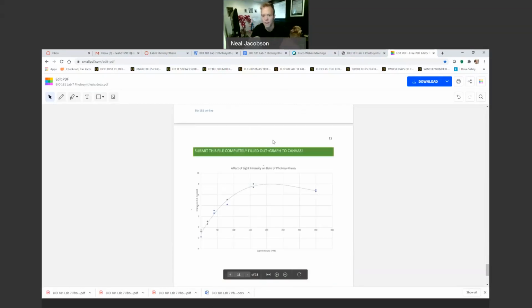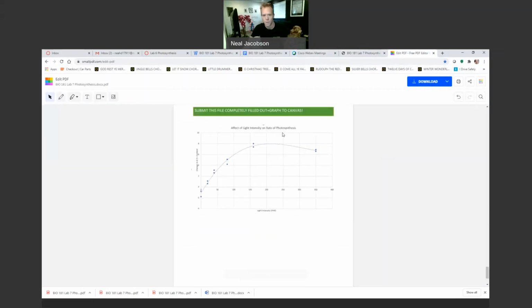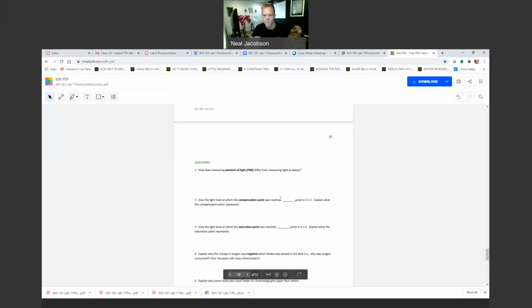The way we find that is we come down to our graph and look to see where the line crosses the 0. What we can see is, okay, we've got 50 here, so that's 25, and then there's our 20, which is a little bit above. So I'm going to say like 15. So 15 is what I would say. The compensation point was reached at 15 micromoles of photons per meter squared per second.